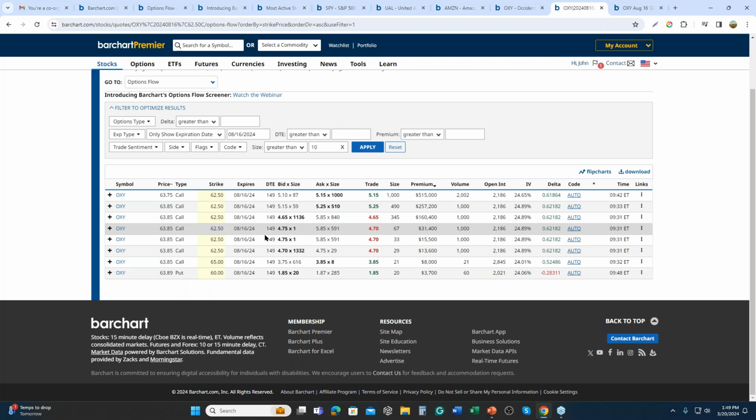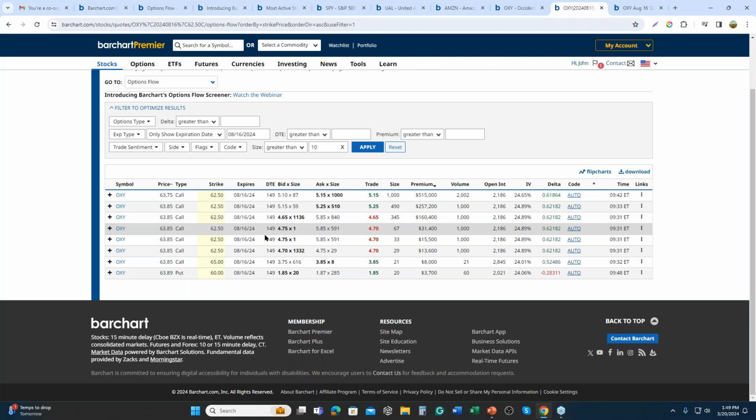But let's break this trade down again. So they're buying 470s, 465s, 515s, 525s, and it looks like they accumulated about 5,000 shares. And if you think about that, 5,000 shares times around $5, that's a $2.5 million trade on a $62 stock. I think we could say that that might be a significant trade.